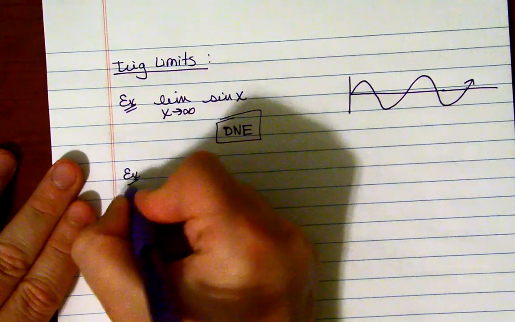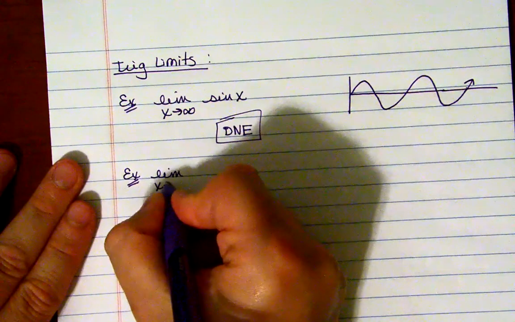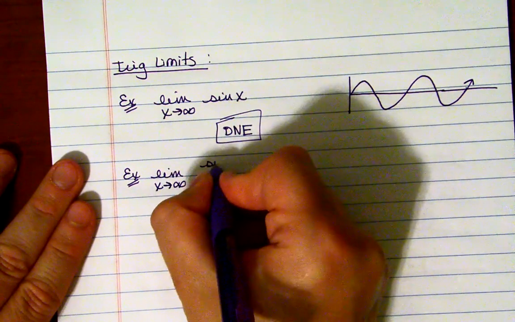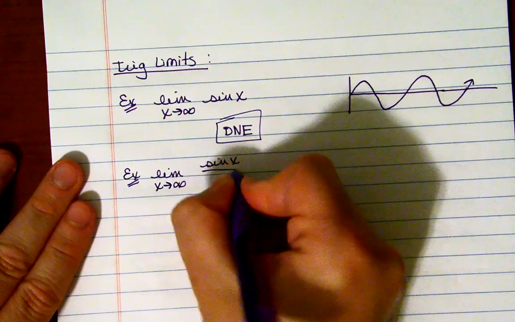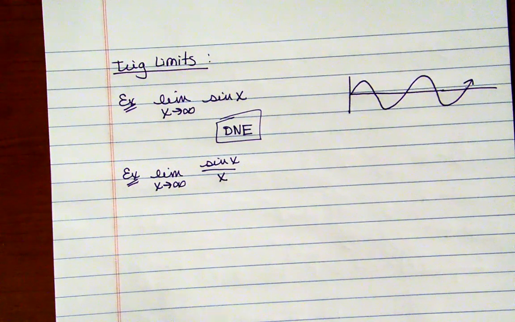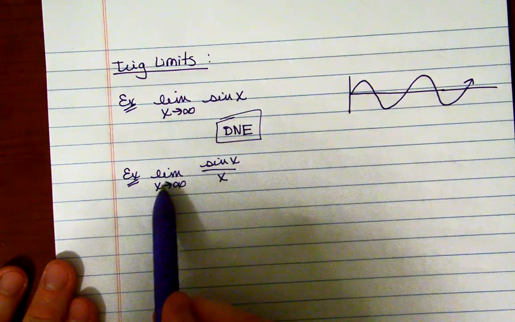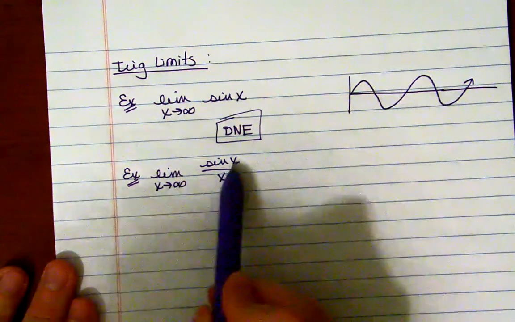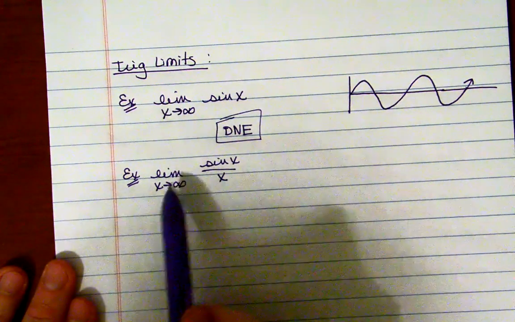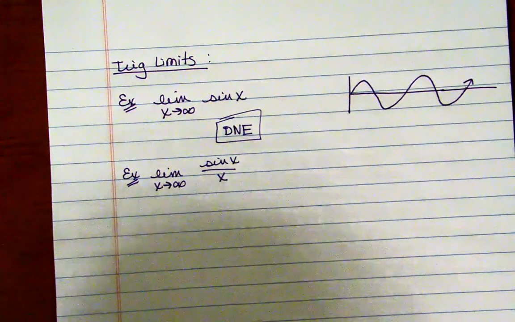However, what if we look at the limit as x approaches infinity of sine x over x? First of all, this is not going to equal 1. That was what we got when that was our special trig limit, when we were doing the limit as x approaches 0 of sine x over x. This is totally different. This is the limit as x approaches infinity of sine x over x. So it's not going to work that way.